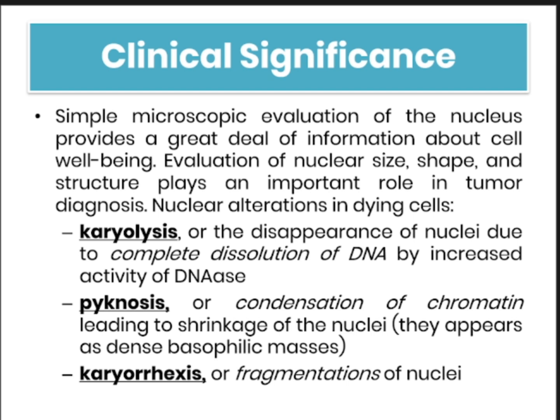And lastly, we have karyorrhexis. Karyorrhexis is the fragmentation of the nucleus into smaller pieces, which is often seen in cells that are dying. So those are the different nuclear alterations, more specifically in dying cells.